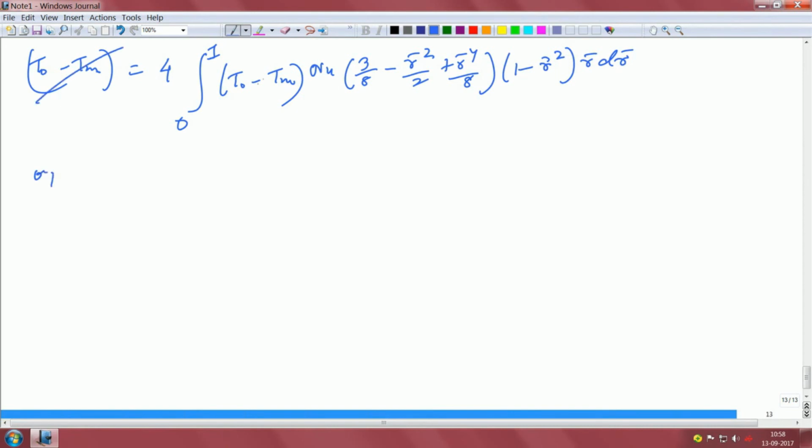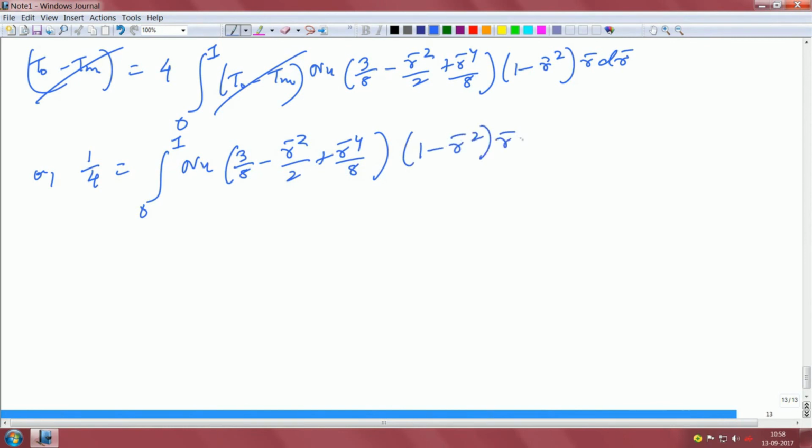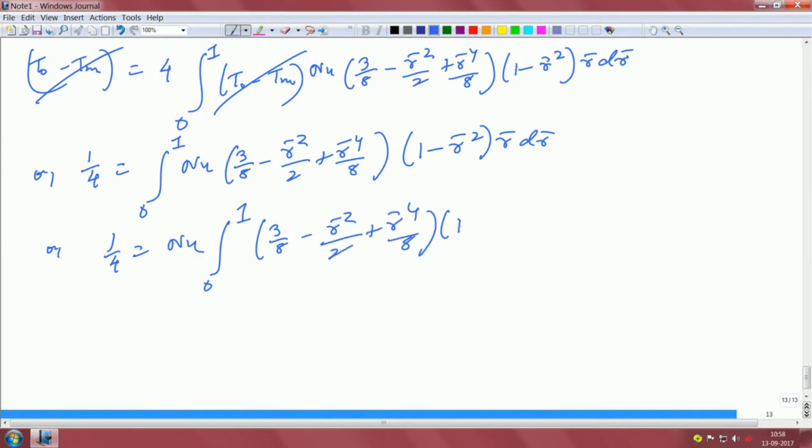Now this gets cancelled, because T naught minus Tm is not a function of r anymore, so you can take it out of the integral. So what you are going to get is 1/4 equal to the integral from 0 to 1 of Nusselt number times 3 by 8 minus r square by 2 plus r to the power of 4 by 8, into 1 minus r bar square, r bar dr bar. Or you take the Nusselt number out because it is a constant by definition, so the rest of the integration becomes easy. It's basically an integration with respect to r.